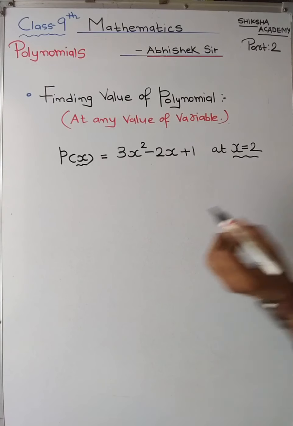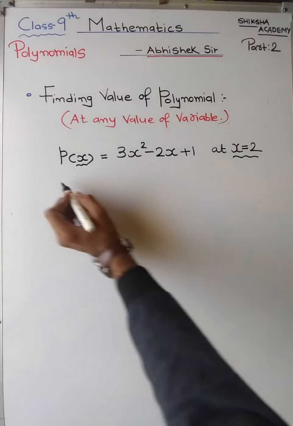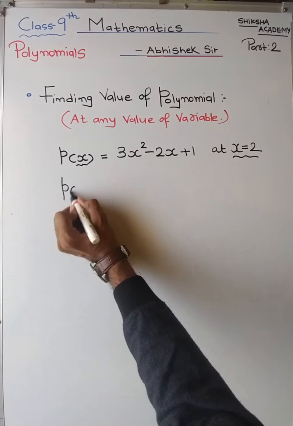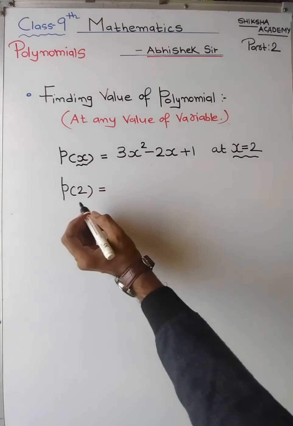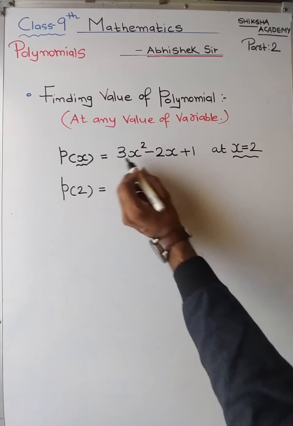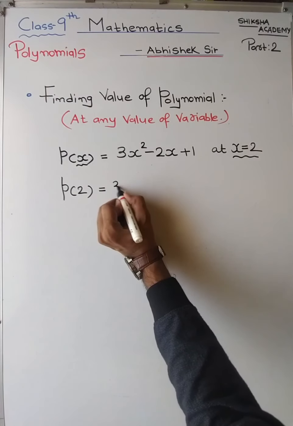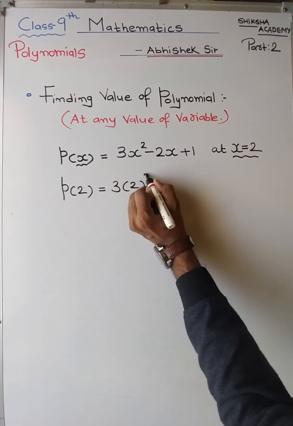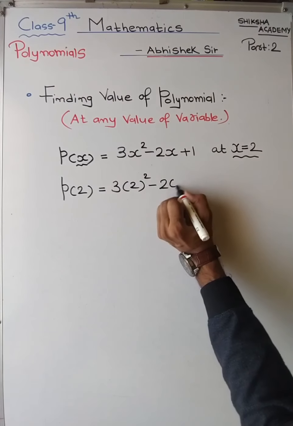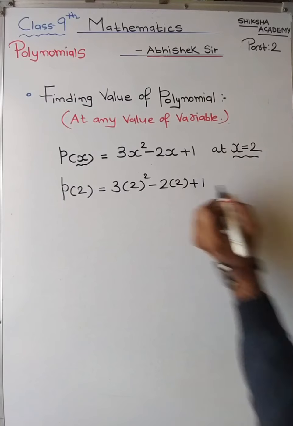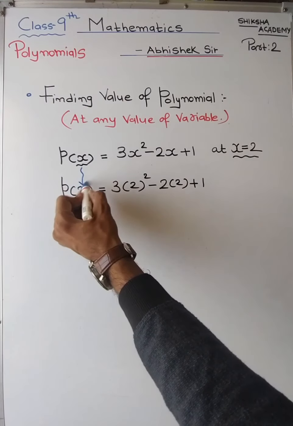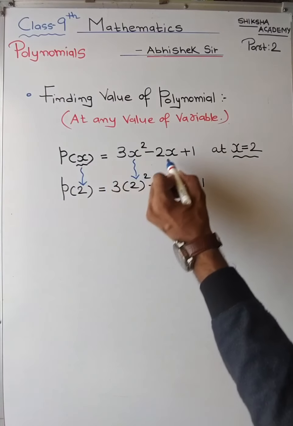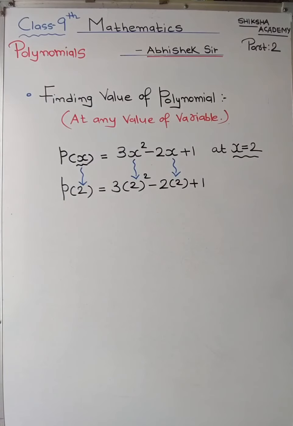Okay, now if we are replacing x with the value, we have to write or represent the polynomial as p of 2, right? So now instead of x we have to put 2 in this equation. So it will become 3 into 2 square minus 2 into 2 plus 1. What we did is we replaced x with the values. Here you can see it clearly. I have replaced all the values of x with 2. Now solve it.